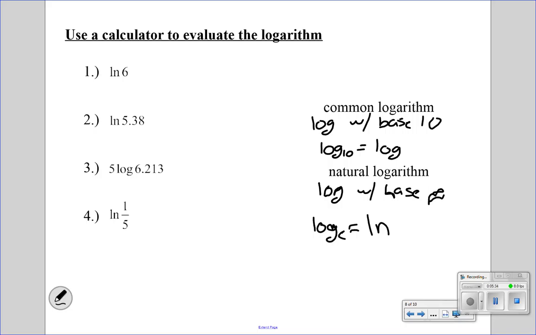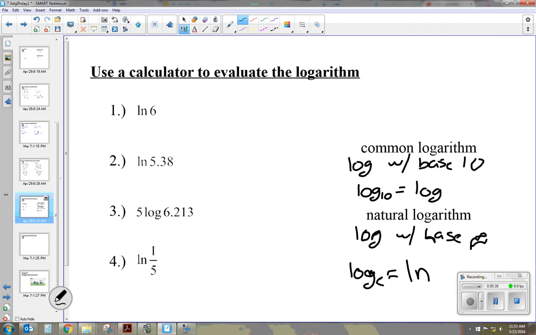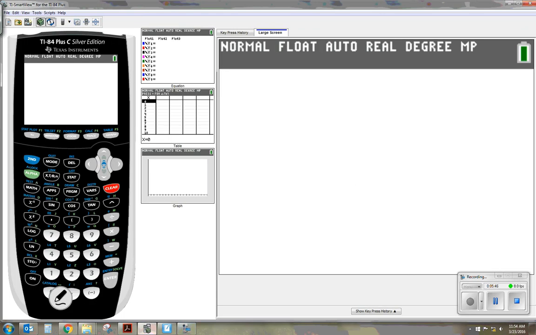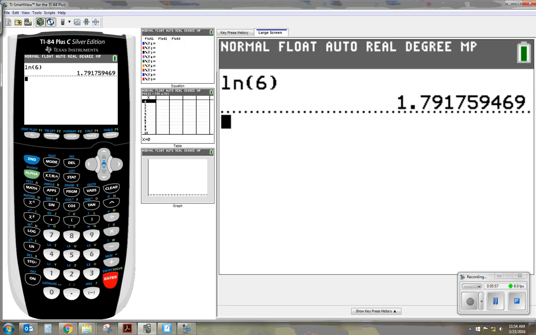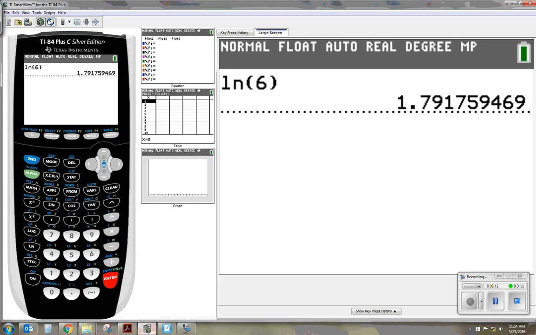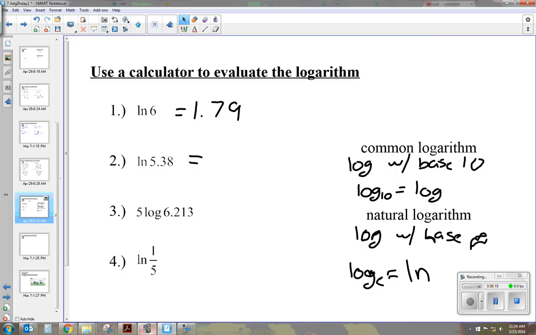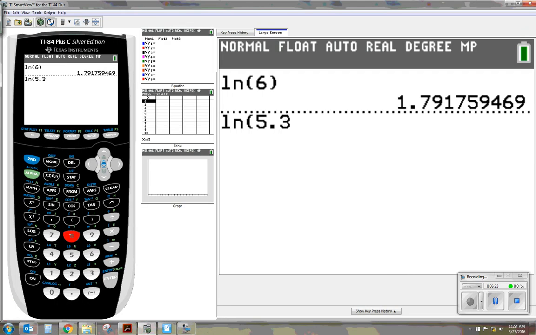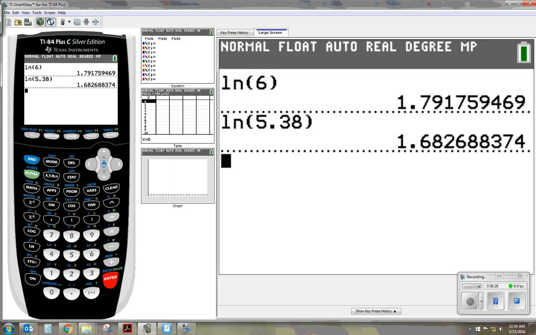So these simple problems we can do in our calculator. So we can do the natural log, which that button is bottom leftish next to our 4, the natural log of 6, and we get 1.79. We can do the natural log of 5.38. Yeah, just checking. The natural log of 5.38 on our calculators, and that gives us 1.68.